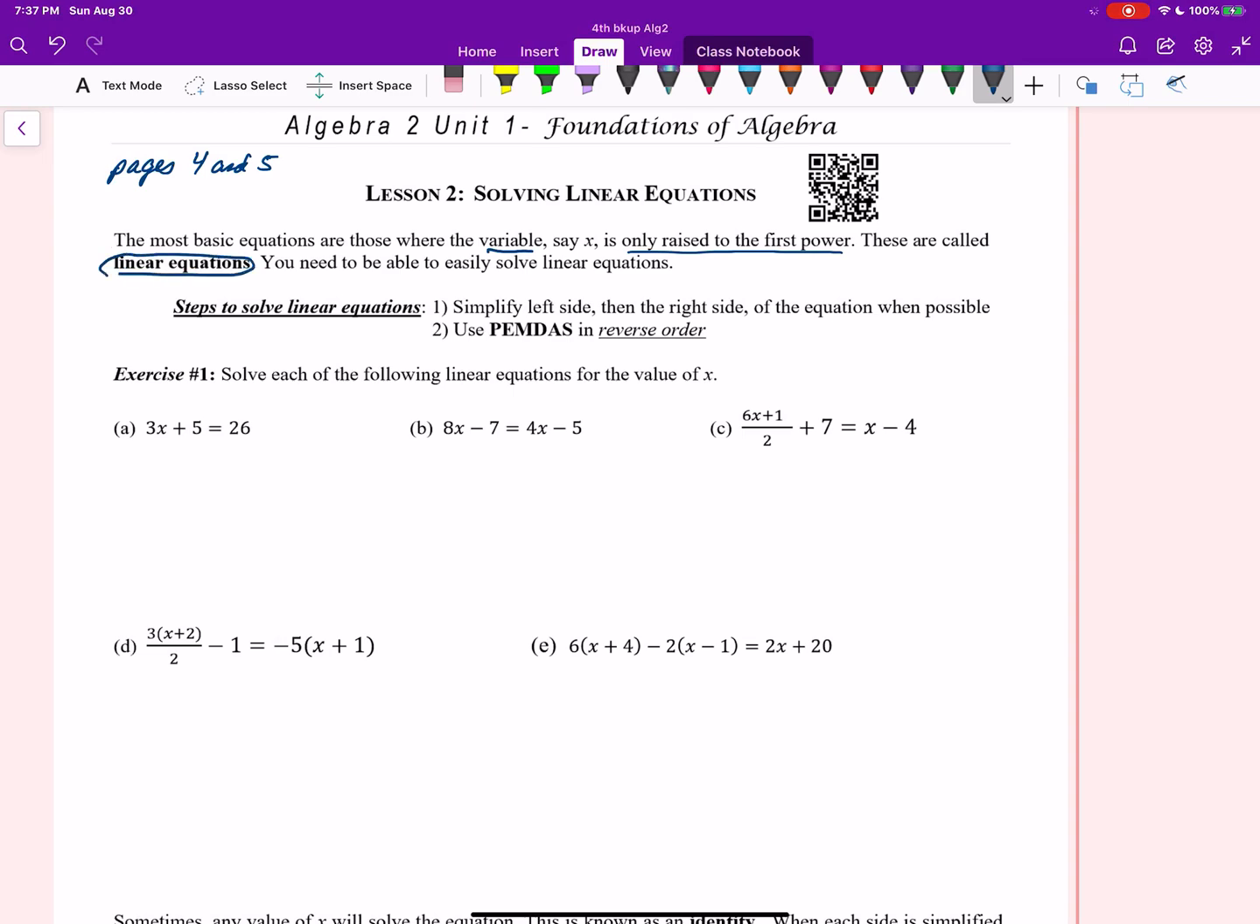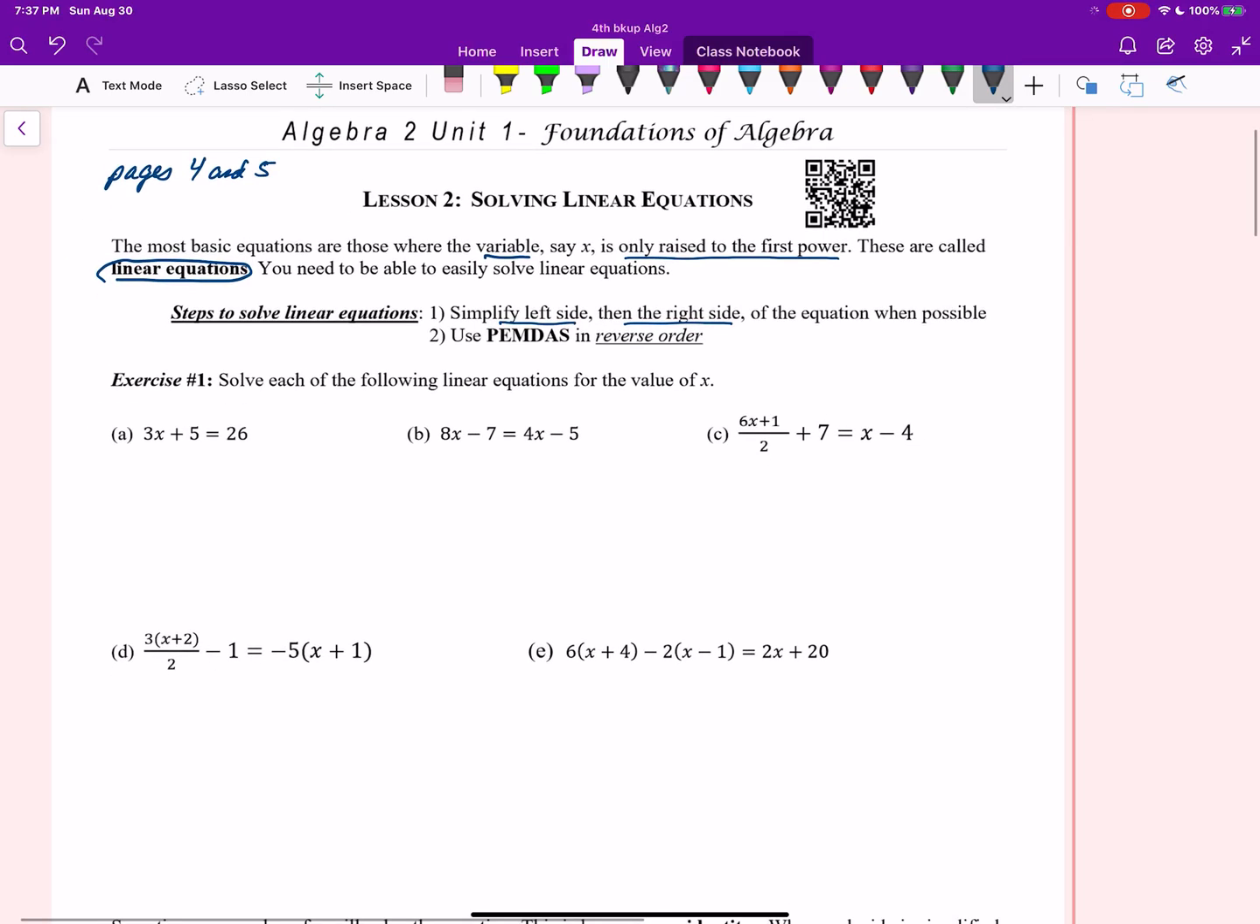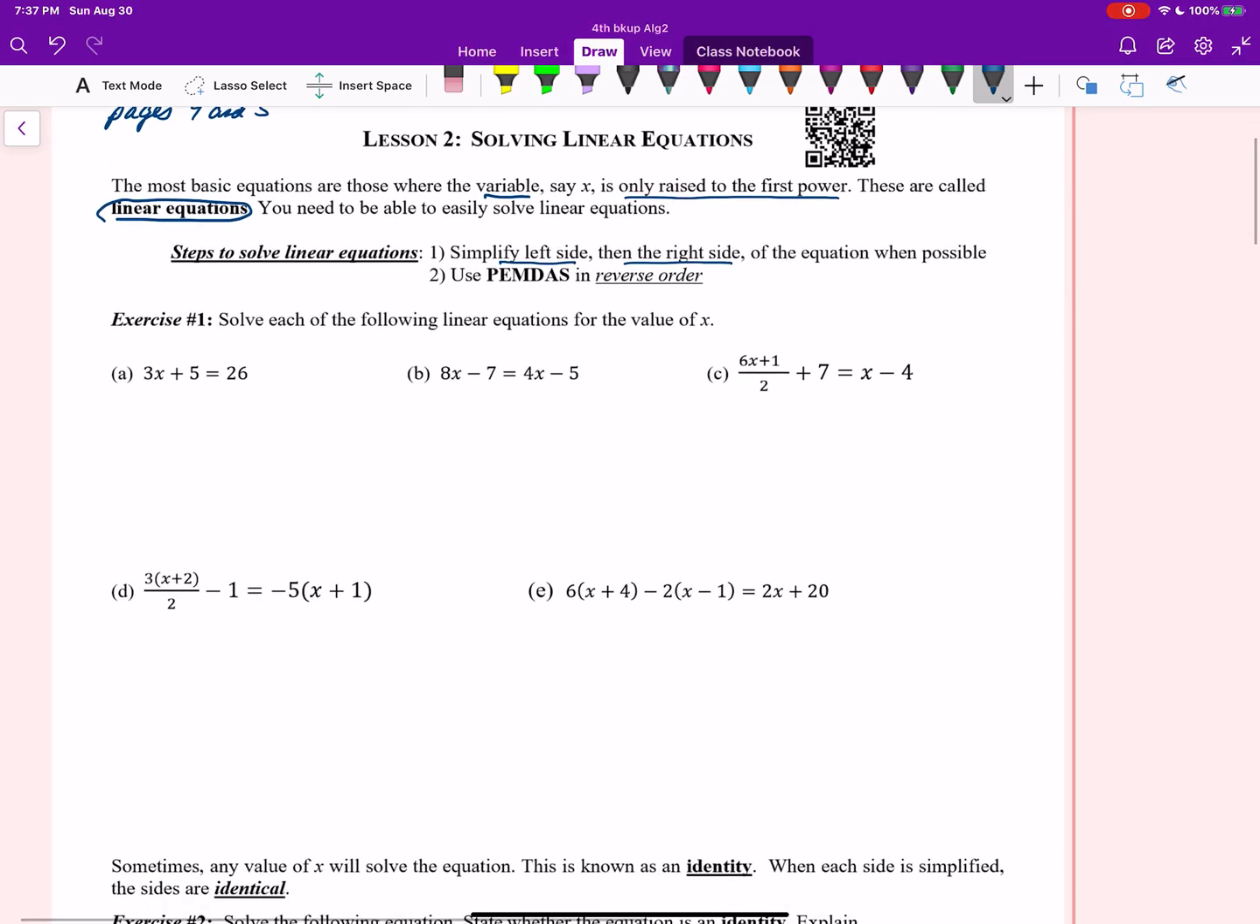To solve linear equations, the first thing we want to do is simplify the left-hand side and then the right-hand side when possible. And then we use PEMDAS in reverse order. So we would undo any addition or subtraction first, and then any multiplication or division.